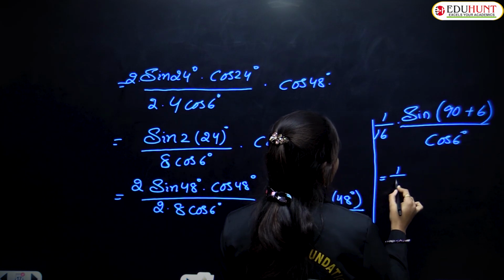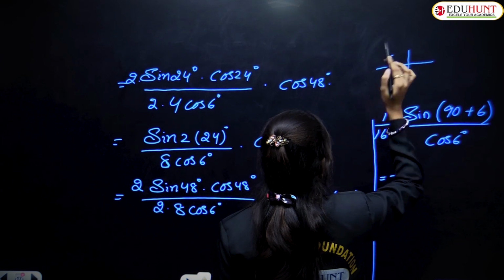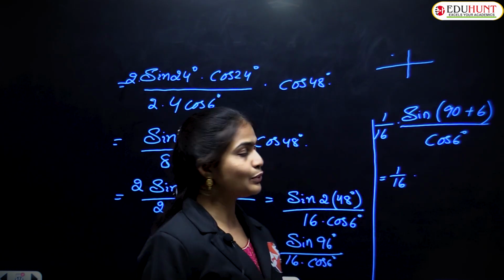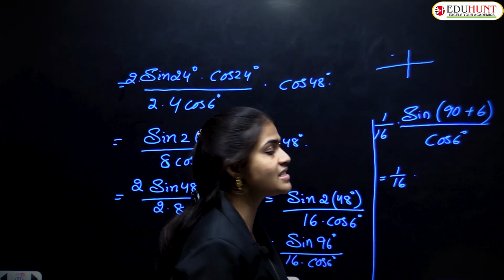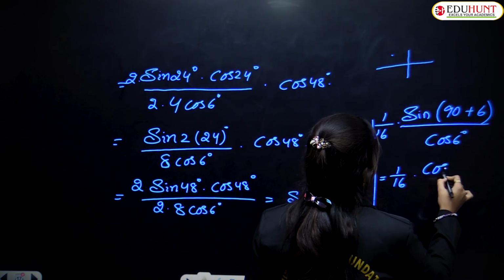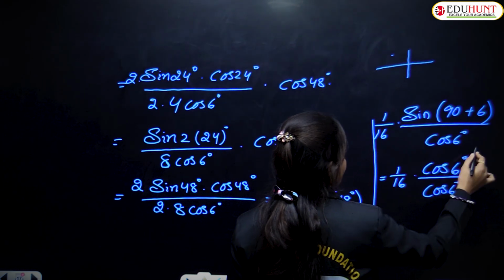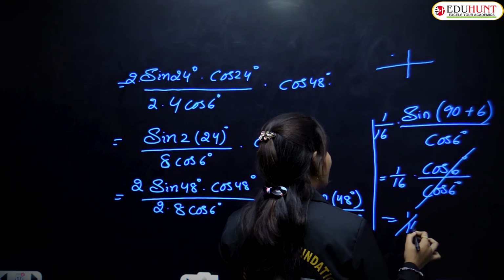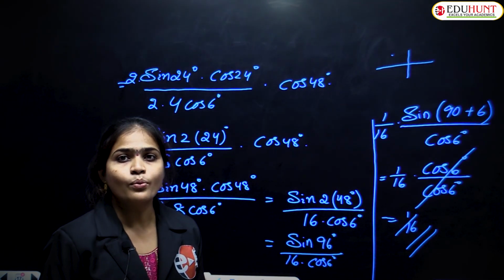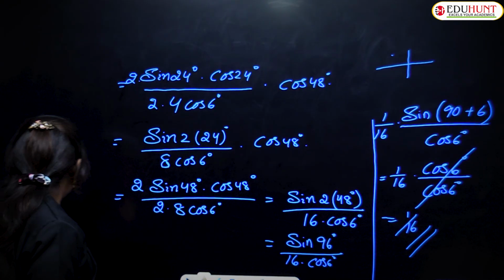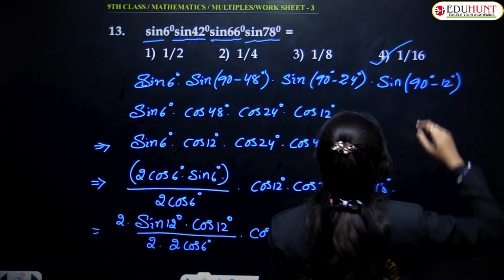So it equals 1 by 16 into sin(90 plus theta). 90 plus theta means Q2, where sine is positive, and sin(90 plus theta) changes the trigonometric ratio to cos theta. So in place of theta we have 6 degrees, giving cos 6 degrees. These two get cancelled. So finally we have the answer 1 by 16. Which option is correct? Yes, 1 by 16, option 4 is correct.